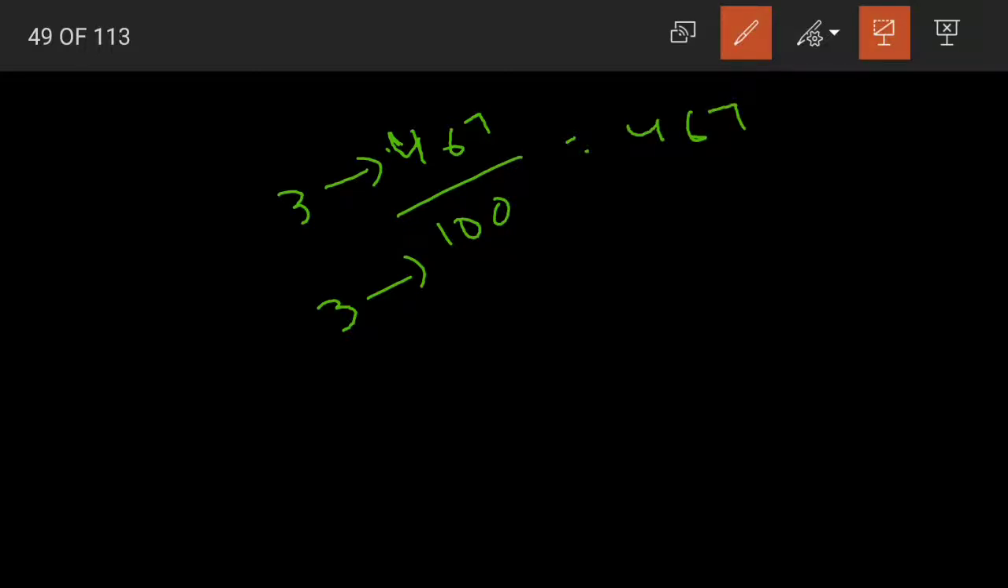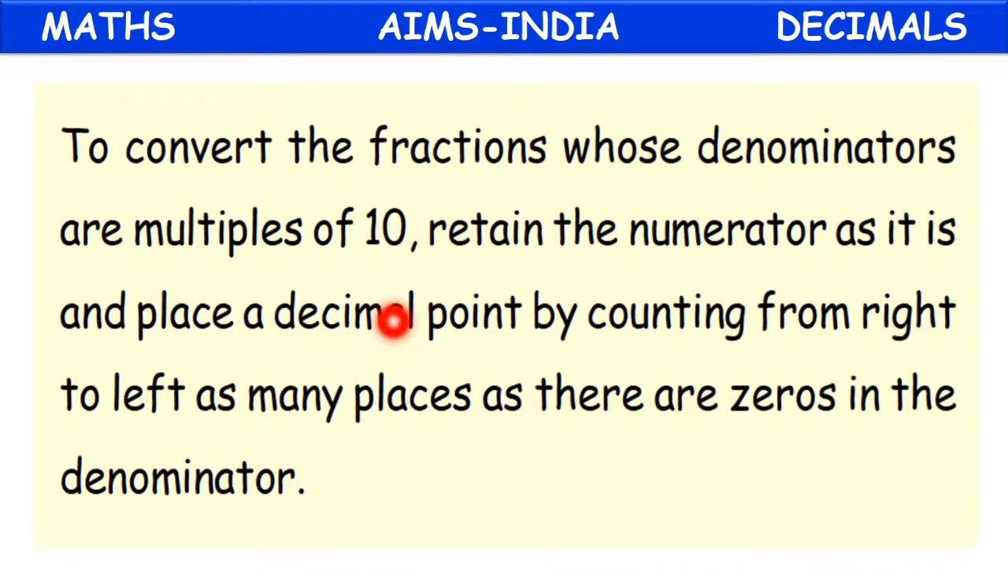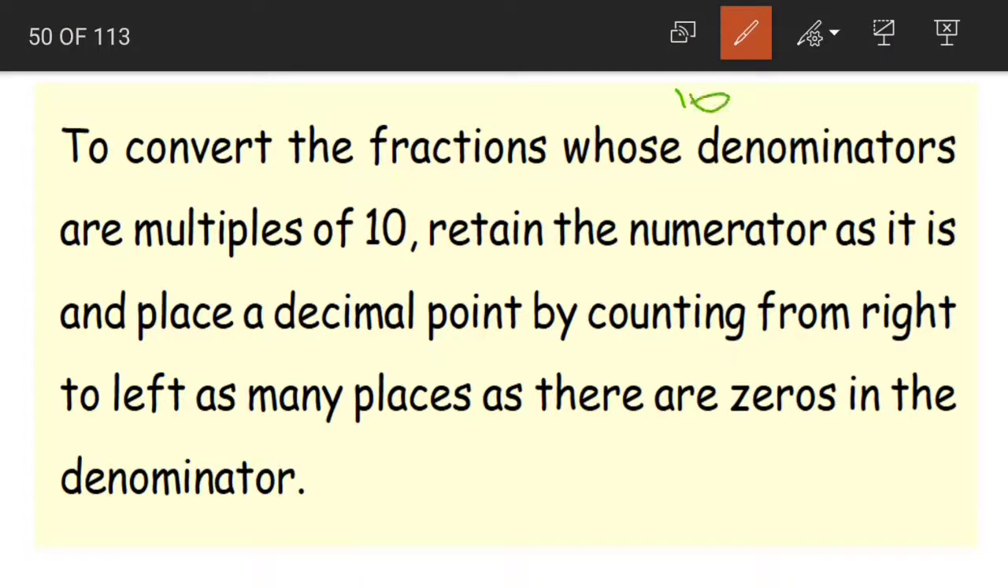And for the decimal point, here the denominator has 2 zeros. So after 2 digits from the right, I am placing my decimal point. 467 by 100 is equal to 4.67. So that was about conversion of fractions into decimals whose denominators are multiples of 10, that is 10, 100 and 1000.